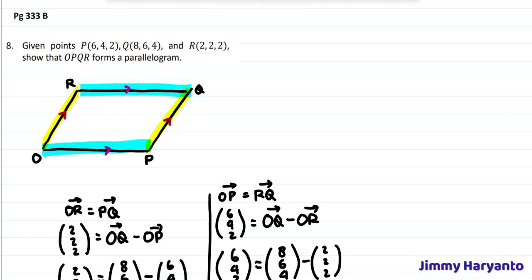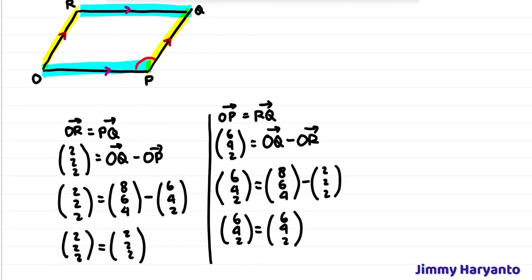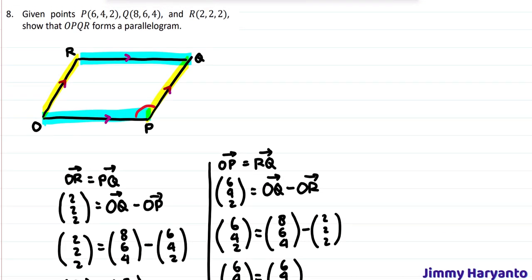That means we already proved some of the properties of a parallelogram. We only have to prove the angle. If the angle is not 90 degrees, that means it's a parallelogram. If the angle is 90 degrees, that means it's a rectangle. But we are not there yet. We can prove it later after we learn the next section. So in this question, we can stop at this point.